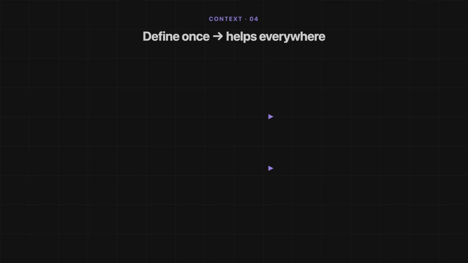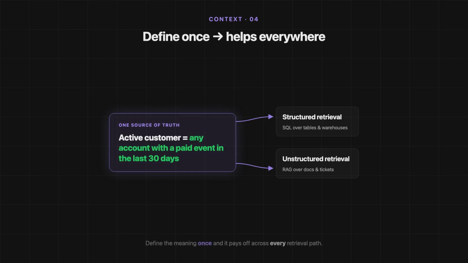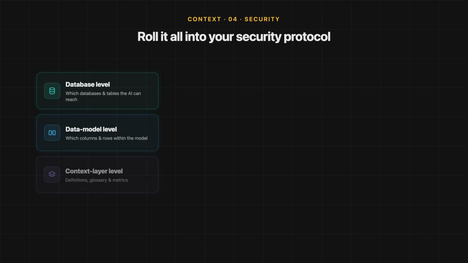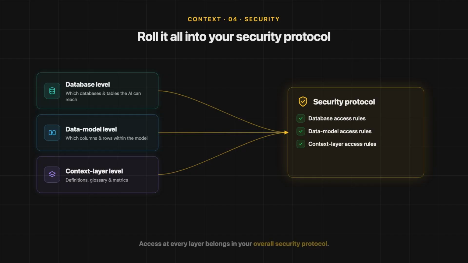And so the good thing about this is once you define the meaning once, it actually helps you essentially everywhere. So if you use the definition of active customer for structured retrieval, it will also help you with the unstructured retrieval as well. Now, one last thing I want to touch on here is just security in general, right? Being able to access specific information on the data model level, or maybe some information at least on the context layer. All of these things also need to be added onto your security protocol as well here.